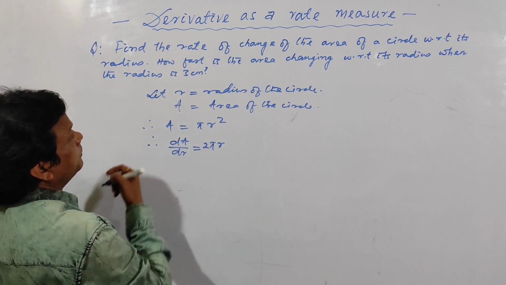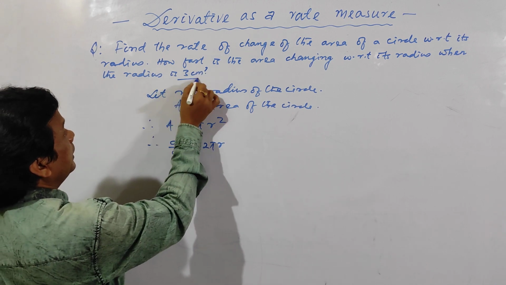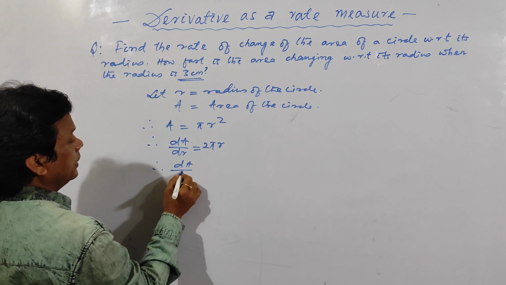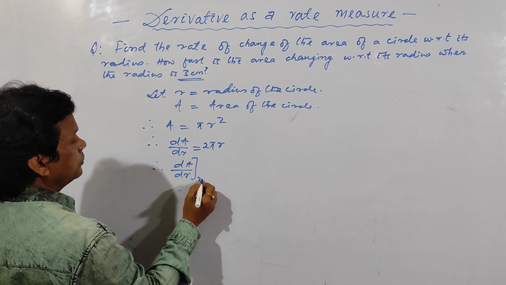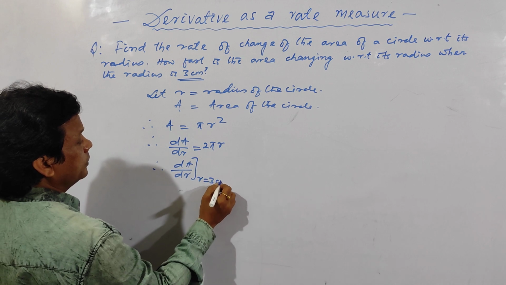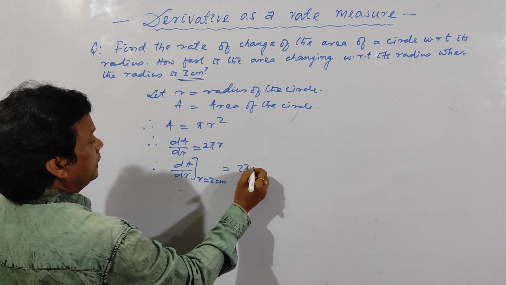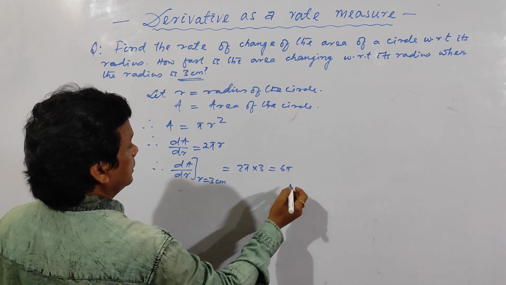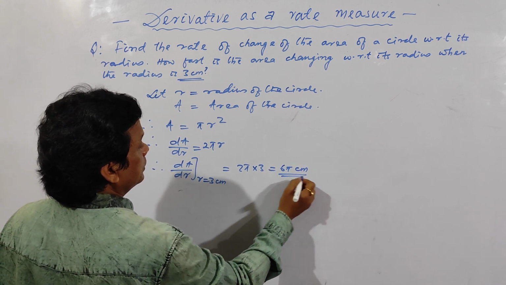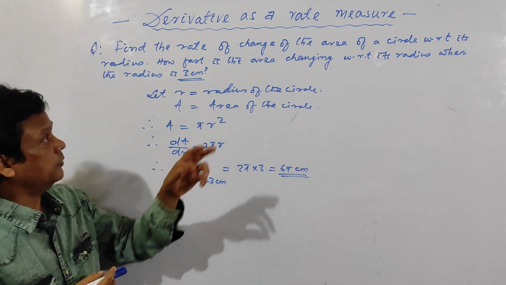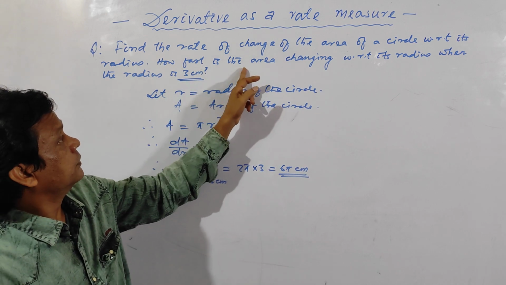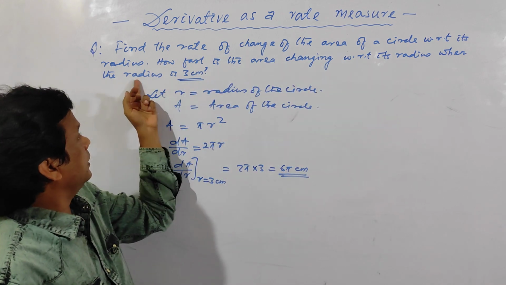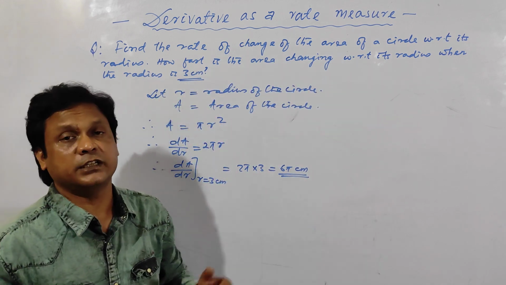Clear? And you have to find out when the radius is 3 centimeter. Therefore, dA by dr when r is equal to 3 centimeter is equal to 2 pi into 3, which is equal to 6 pi centimeter. So this is your answer. You should write, therefore, the rate of change of area with respect to its radius when the radius is 3 centimeter is 6 pi centimeter. Okay.